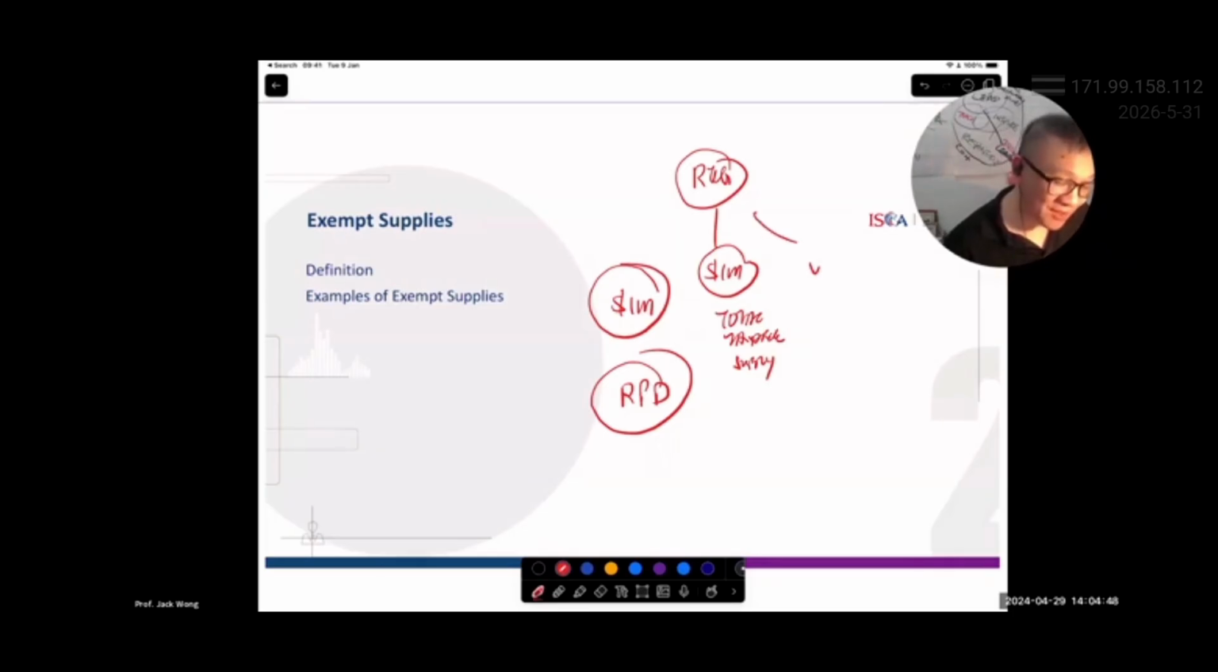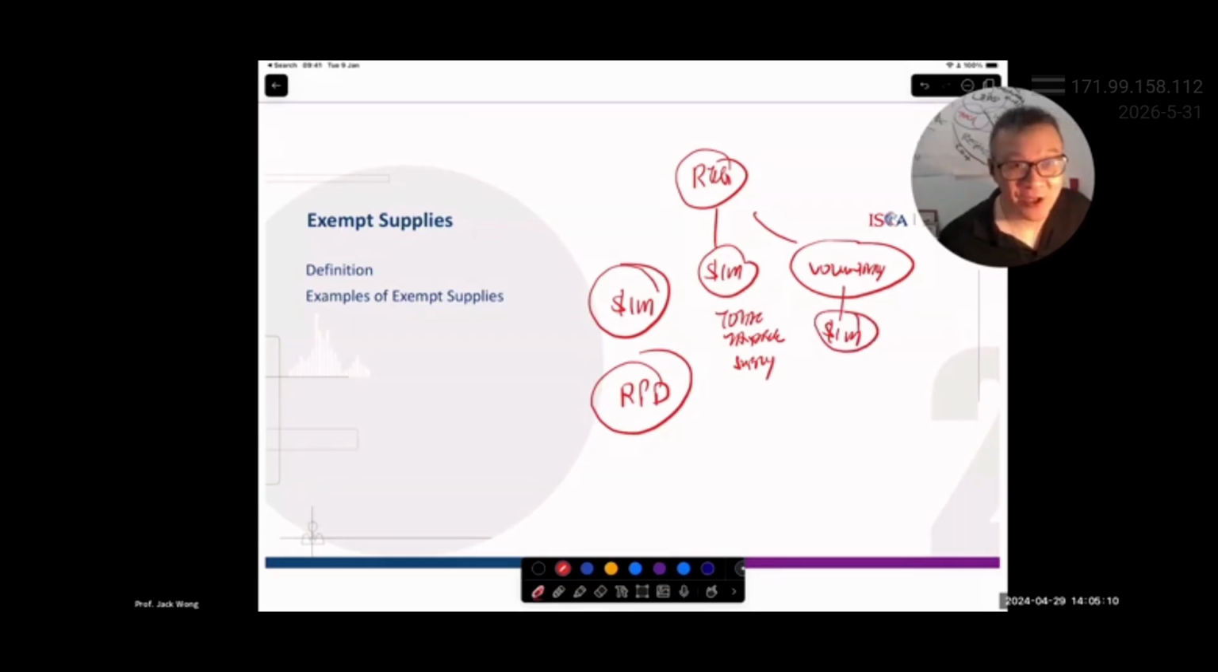Or you may opt for voluntary registration, which another video will explain. So let's think about it. Why would you go for voluntary registration? Well, obviously the motivation is to claim back input tax. The premise is that you didn't hit your 1 million threshold, but you still want to claim input tax. So that's voluntary. But in this case where I'm a residential property developer, am I making any taxable supply?